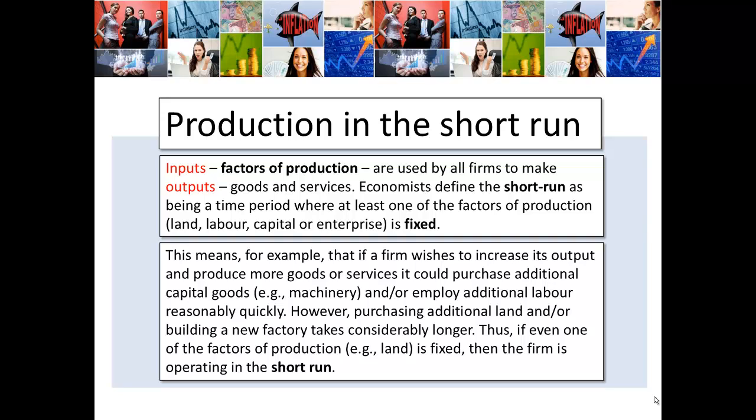This means, for example, that if a firm is wanting to increase its output to produce more goods and services, it could purchase additional capital goods, it could buy in machinery, or it could employ additional labour units reasonably quickly. However, purchasing something like land or building a new factory is going to take considerably longer. So if even one of these factors of production, for example land, is fixed, then the firm is operating in the short run.